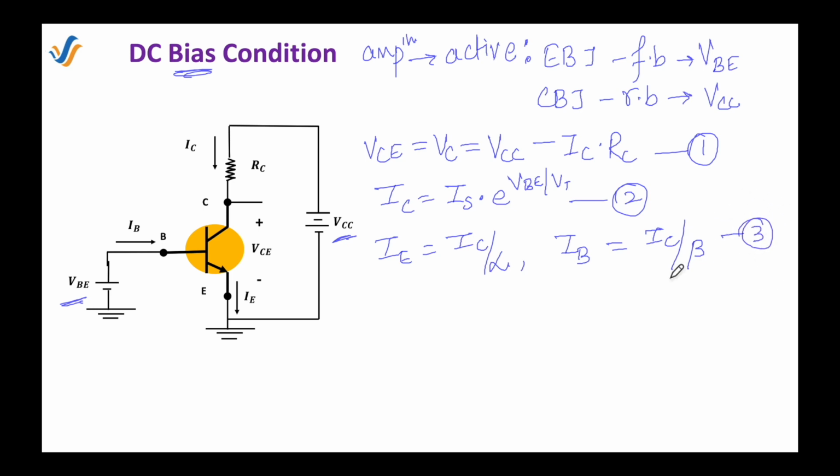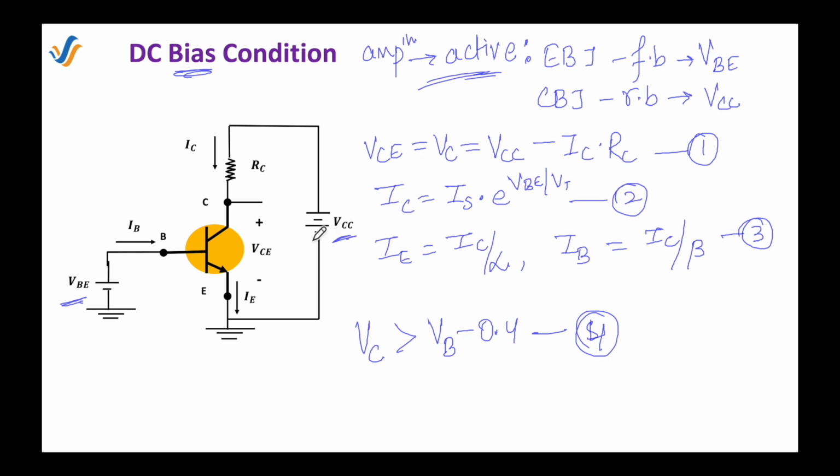And I hope you know what the alpha and beta factors are, and if you don't know, then please watch my previous videos also, because it is a prerequisite to understand the complete amplification process of the BJT circuits. And one more condition, the collector voltage should be greater than VB minus 0.4 volt.